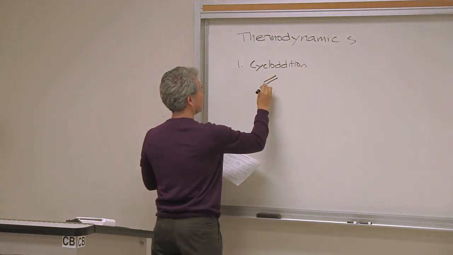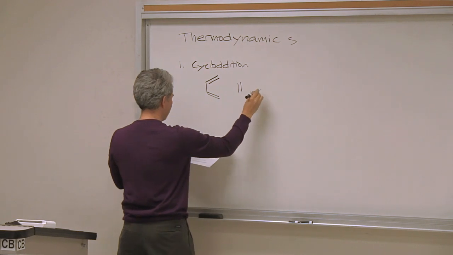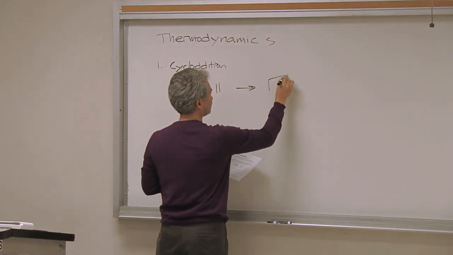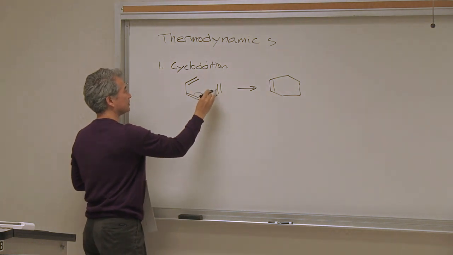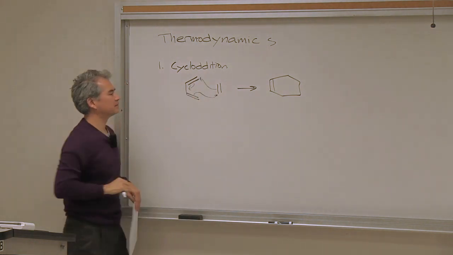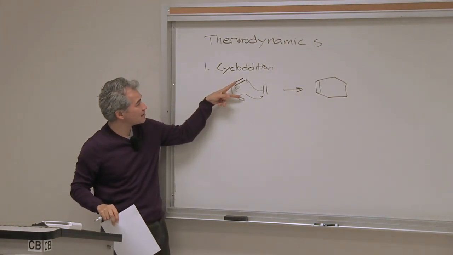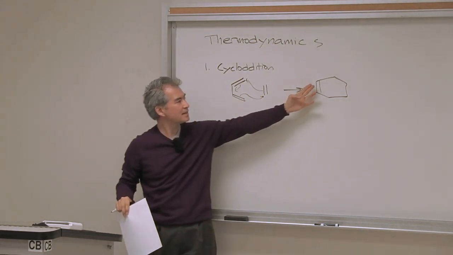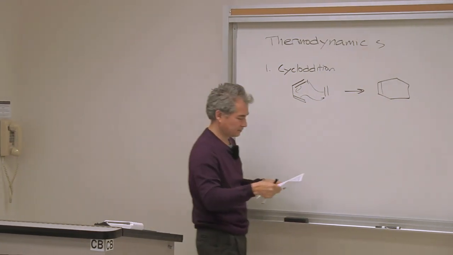And I'll draw the canonical 4+2 cycloaddition reaction. This is a Diels-Alder reaction, and the arrow pushing doesn't really matter here. The important part is that I'm breaking 2 pi bonds. So I start off with 3 pi bonds, and in the end I only have 1. And I'm making 2 sigma bonds.